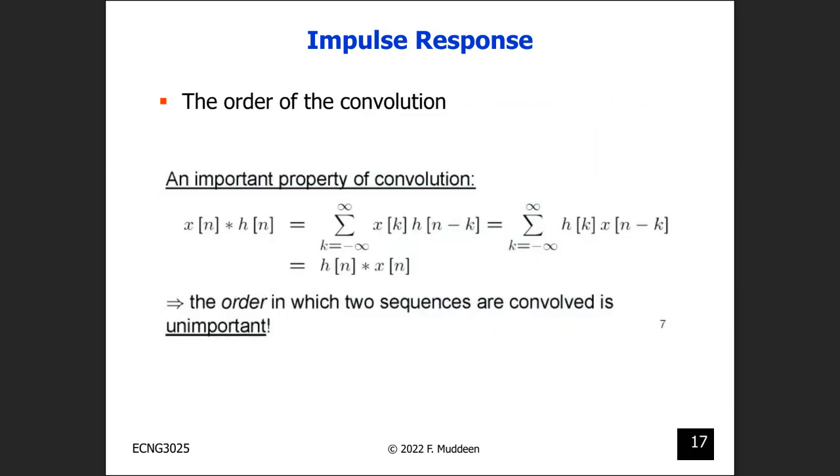Right, and this was just saying that the order of the convolution doesn't matter, whether it's h[n] convolved with x or x convolved with h, which is, again, another important property for us.